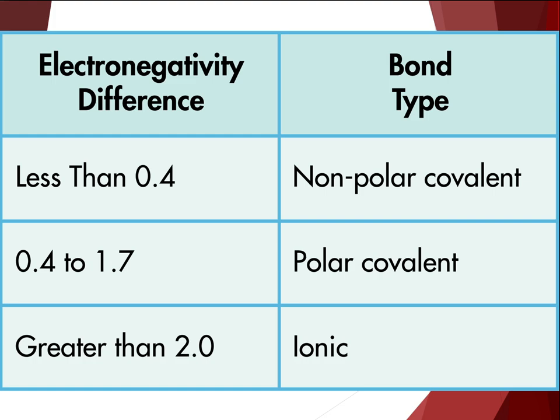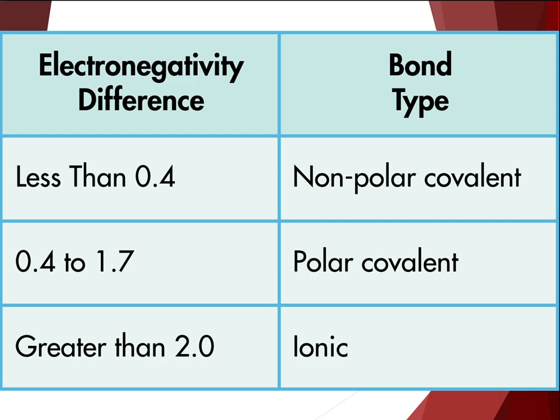The difference in the electronegativity of two atoms is a good predictor of the type of bond that will form between them. If the difference is large, the bond will be ionic because the bonding electrons will be transferred completely to the more electronegative atom. If the difference is small, the bond will be non-polar covalent and the bonding electrons will be shared equally. If the difference is moderate, the bond will be polar covalent and the bonding electrons will be shared. However, the electrons in the bond will be pulled toward the more electronegative atom.